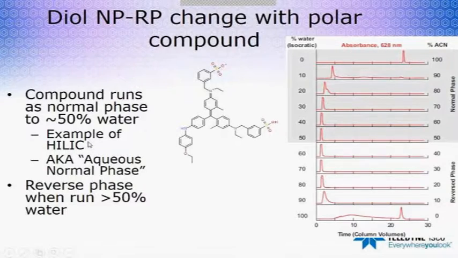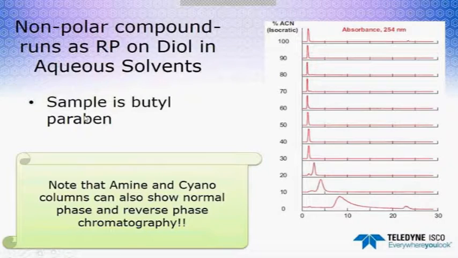So the gray area is an example of what we call HILIC, hydrophilic interaction liquid chromatography, also known as aqueous normal phase. The next question is, does this column always act in this fashion? Here I have a sample of butylparaben, and in this case, the column acted solely as reverse phase. It did not show any normal phase tendency with a nonpolar compound. So with polar compounds, the diol can act as normal phase or reverse phase, with the changeover happening at about 50% organic solvent. With a nonpolar compound, the diol column acts solely as reverse phase.